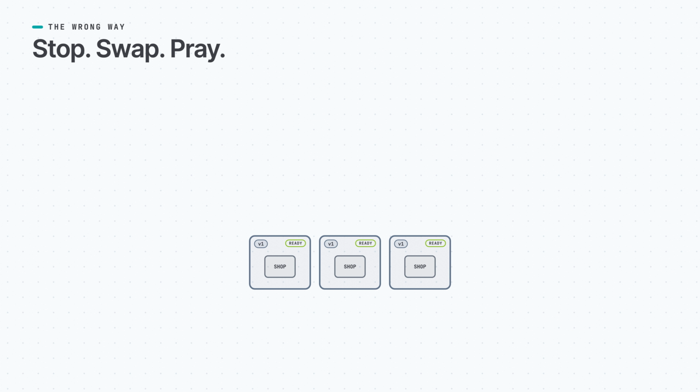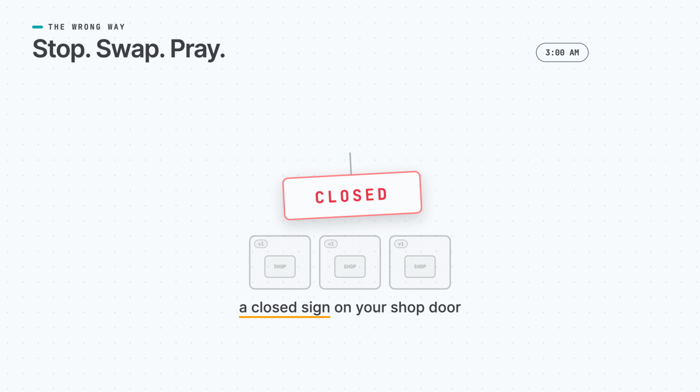The obvious move is the wrong one. Stop everything, swap the version, start again. That is a close sign on your shop door, and at 3 in the morning, nobody wants to be the person who hung it there.